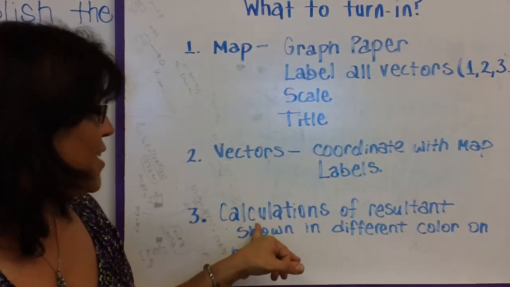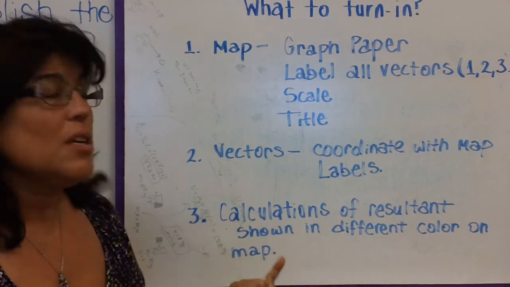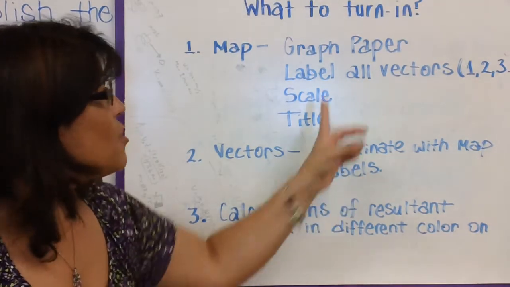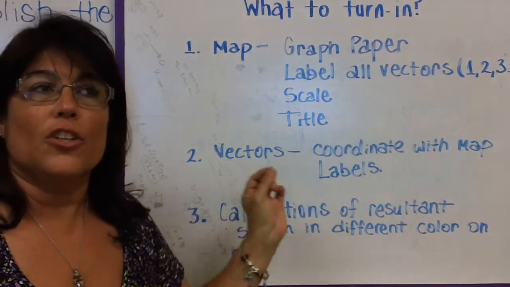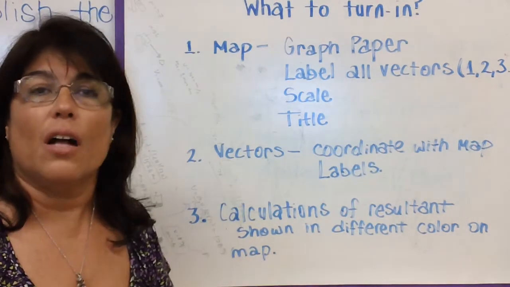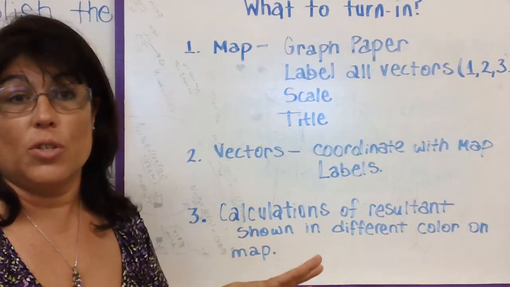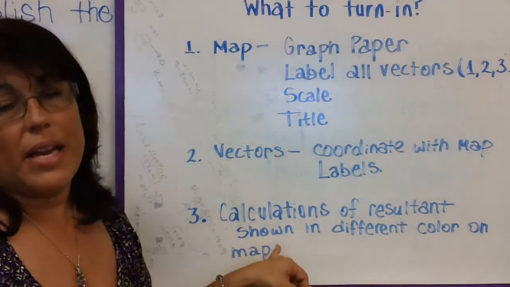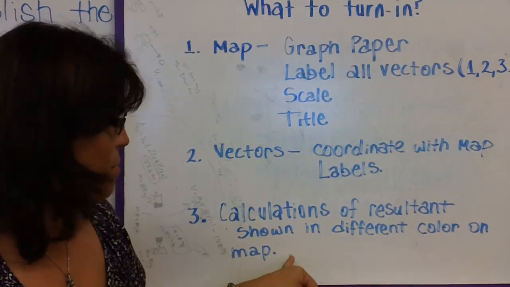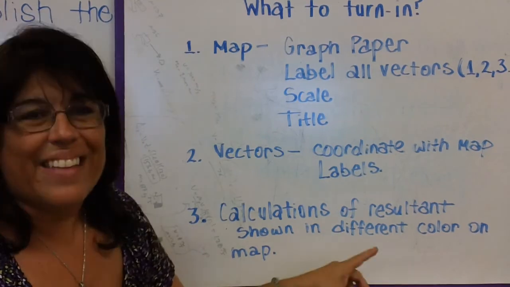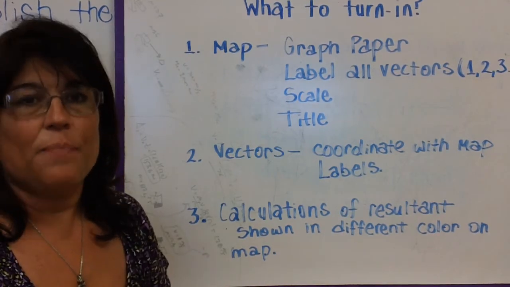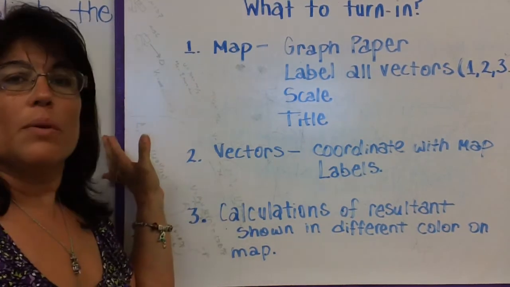And then the final thing is you're going to calculate the resultant. You're going to go back to the graph paper map and draw your resultant in a different color than the original vectors so that it highlights which is the resultant. Then you're going to make a measurement and give me that number, the magnitude and the direction, on that map. Okay, that's what we're going to be working on tomorrow.